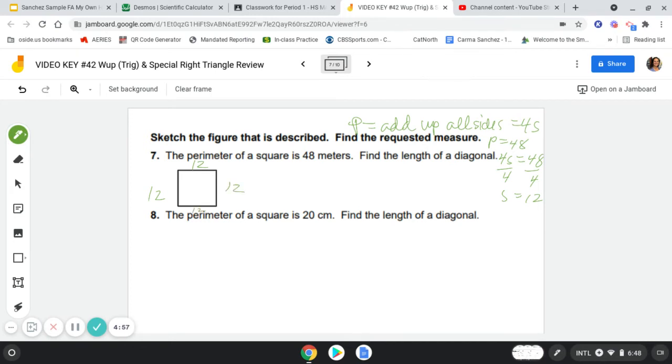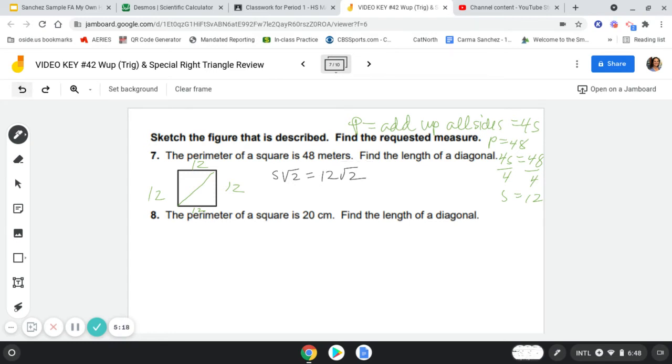And now they want the length of the diagonal. So remember that that's my hypotenuse of a 45, 45, 90. So we're going to say, okay, my side length root 2 is going to end up the diagonal as 12 root 2 for the diagonal.